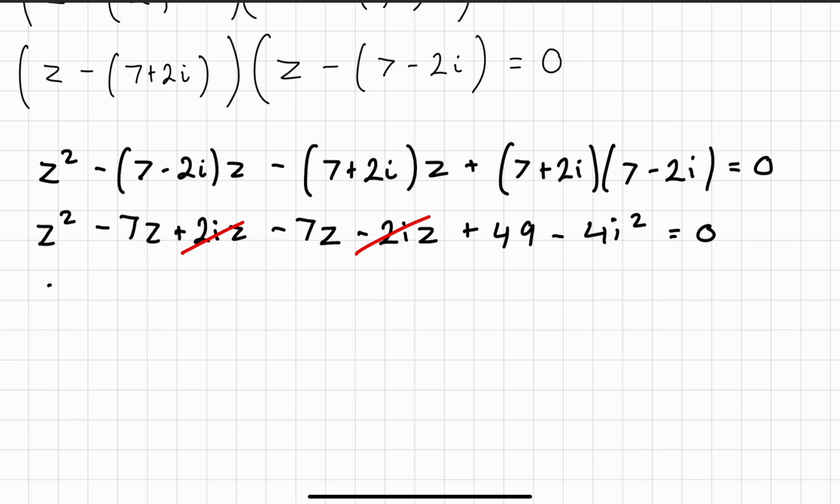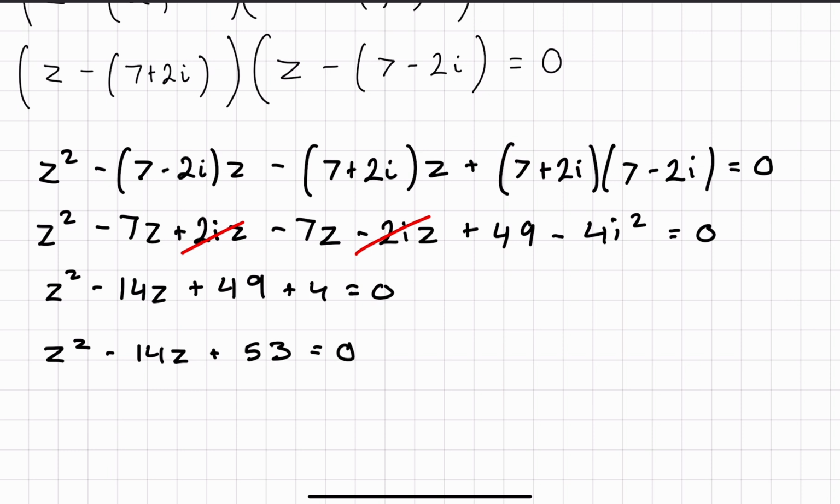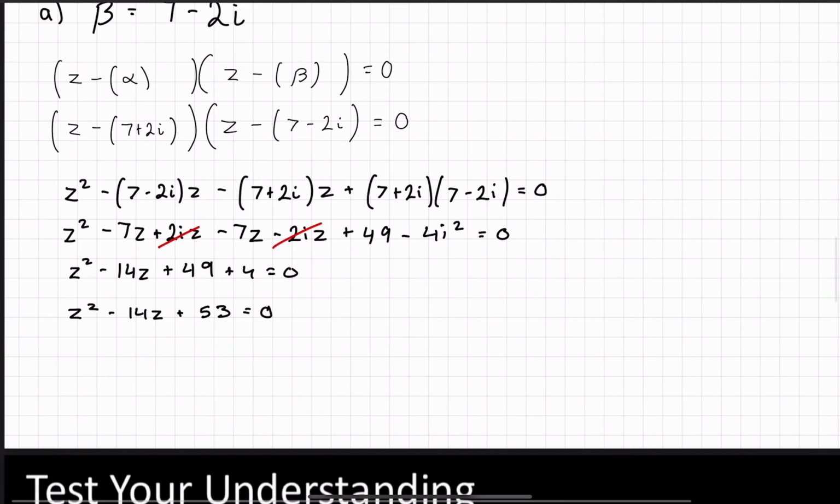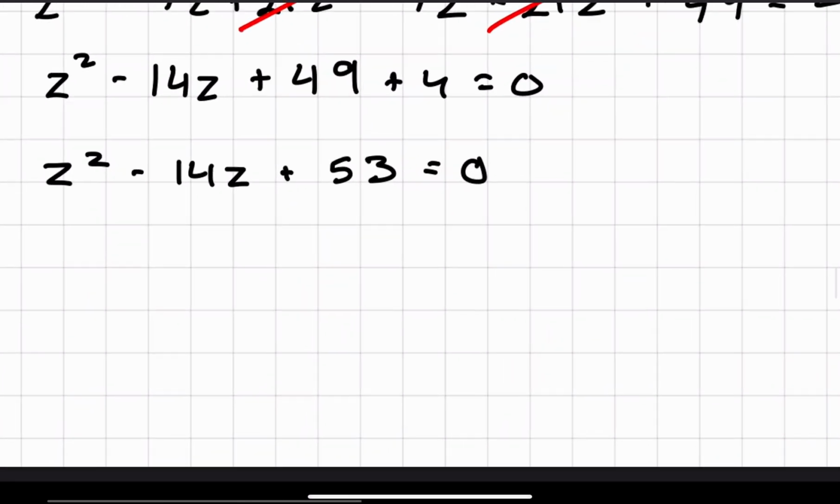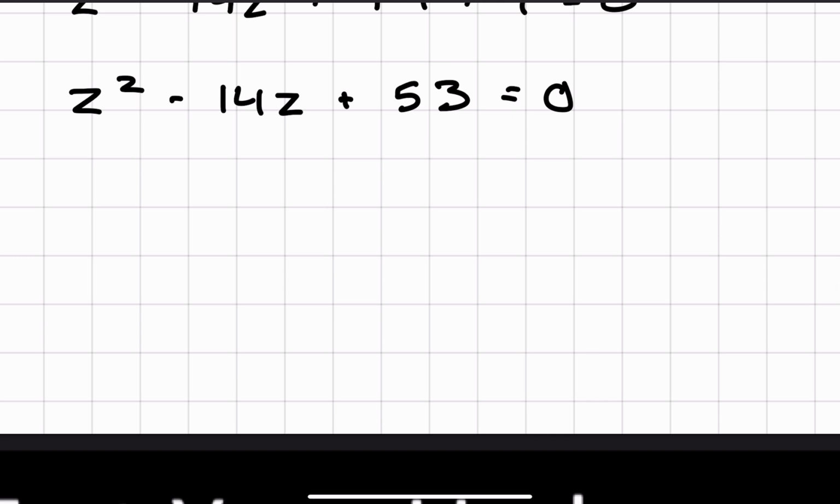So you're left with z squared minus 14z plus 49, and then minus 4 times minus 1 becomes plus 4 equals 0, and the quadratic is the following: z squared minus 14z plus 53 equals 0. There we are. Okay, a quicker way to solve this, I'll change to a green. So that's our answer there. So just to remind you, we had our two roots.